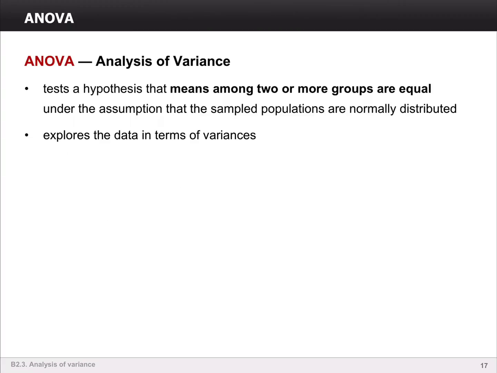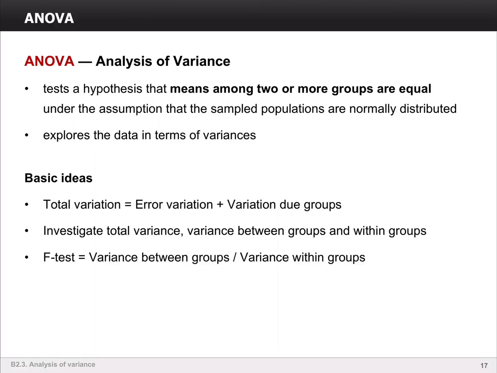So ANOVA is analysis of variance. It means that we are going to use variation or variance of the samples in order to see or not to see the difference. ANOVA can be used for any cases where you have two or more groups. If you have only two groups, the result of ANOVA will be absolutely the same as the result of t-test. So you can think about ANOVA as a generalization of t-test for more than two groups.